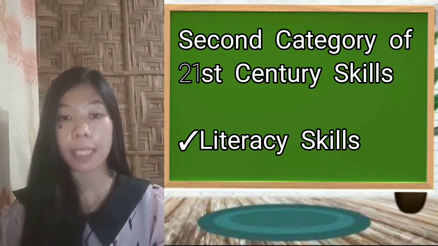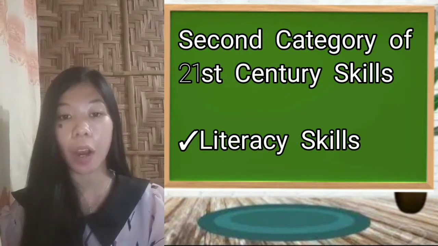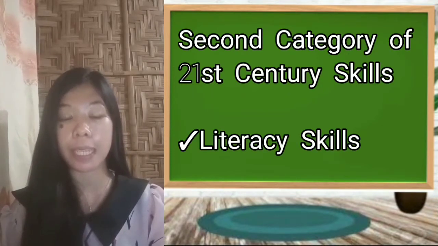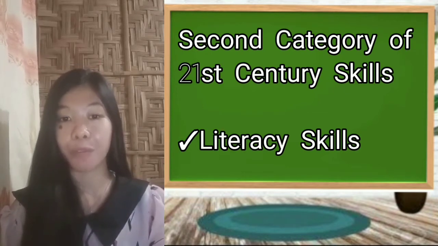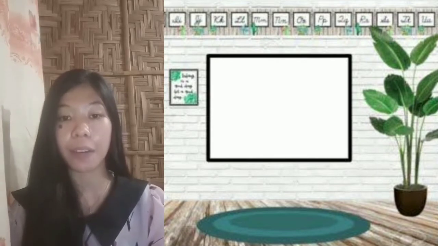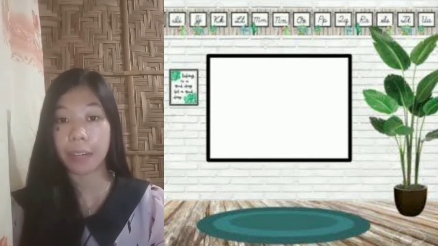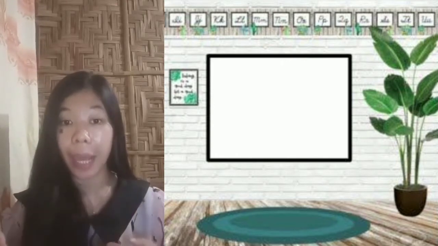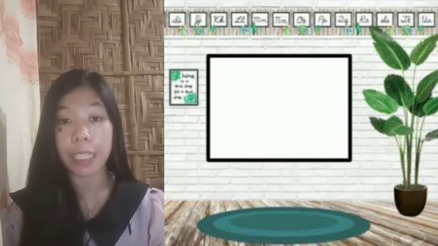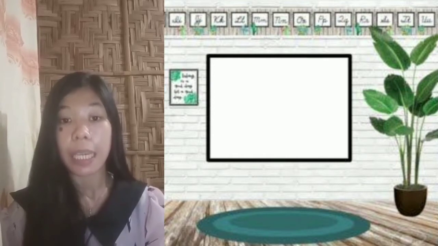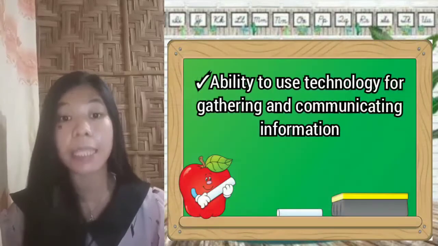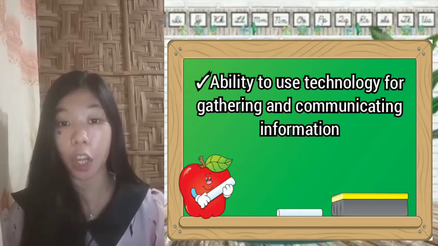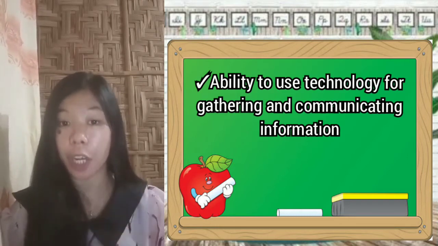And my topic is all about the second category in the 21st century skills, which is the literacy skills. But before that, what is literacy skills? When you say literacy skills, it is the ability to read and write. But in this 21st century, literacy increasingly reflects the ability to use technology for gathering and communicating information.